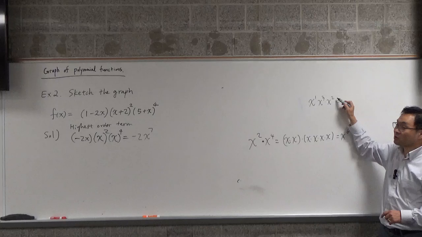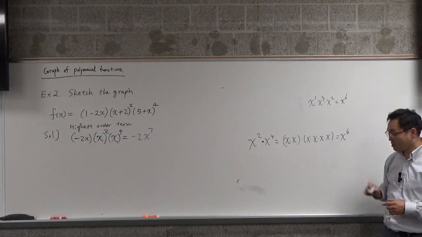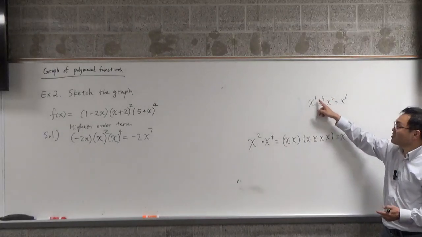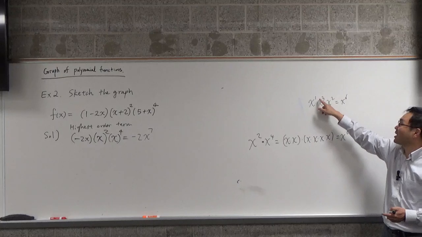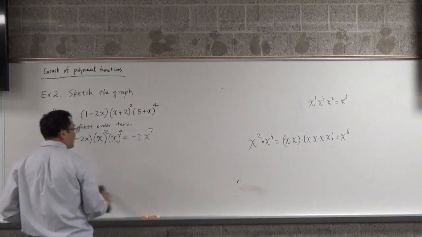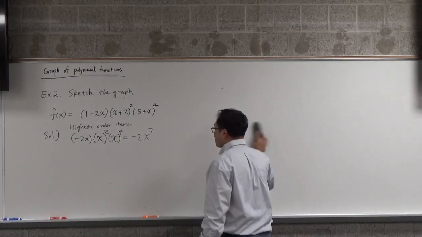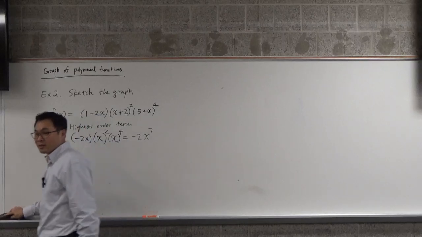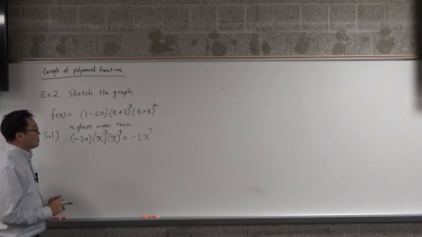So 1 plus 3 plus 2 was x to the 6th. It was the addition of all of these. Somehow if you multiply these numbers, you also get 6, but I really added them. Sorry about that. But we always add the exponents. If you do multiplication, you add the exponents.